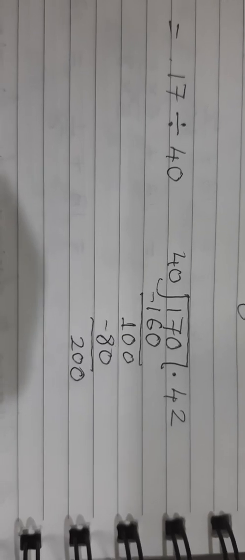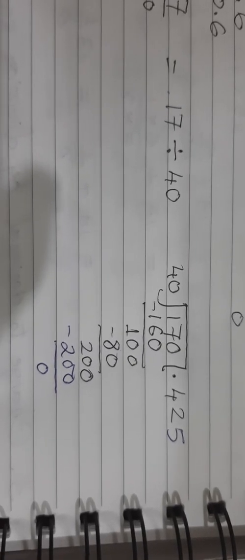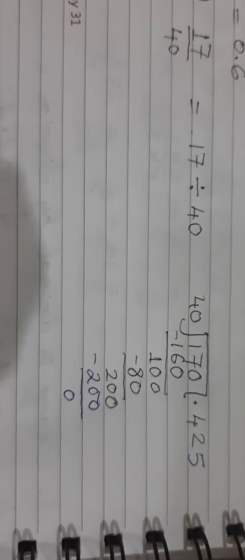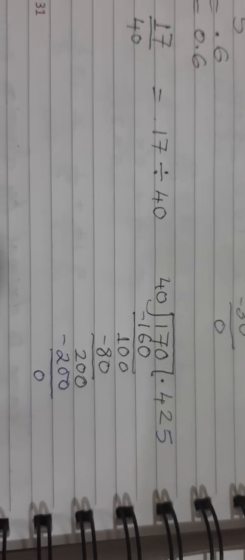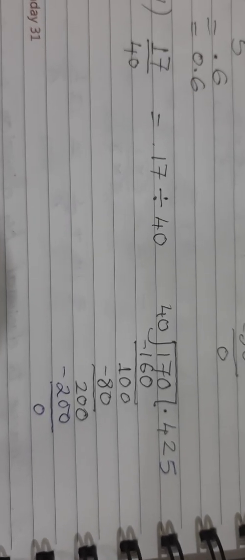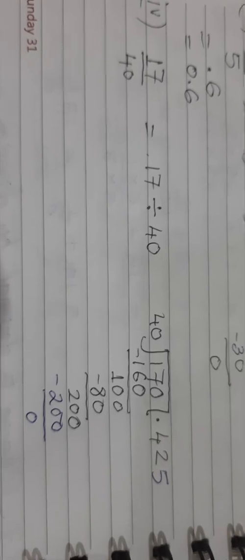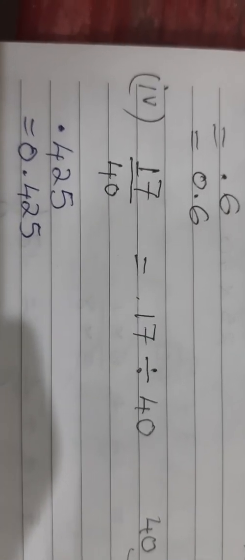Now we can check with 40 what to bring in the quotient, which will give us 200 or near about 200. So there we see 40 into 5 gives us 200. So 200 minus 200 is 0. So finally we get our remainder 0 and we can stop our division here. So what is our answer? Our answer is 0.425. The quotient is 0.425. Our next question is 5 13 by 64.